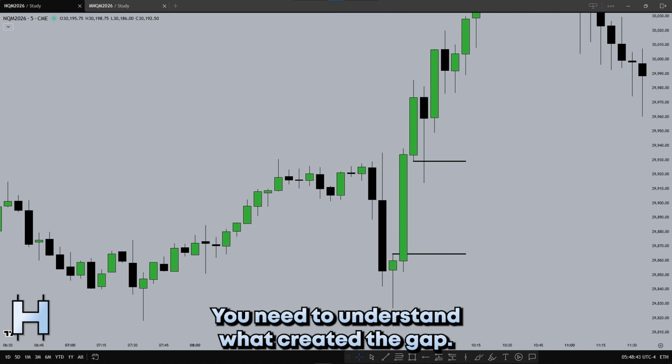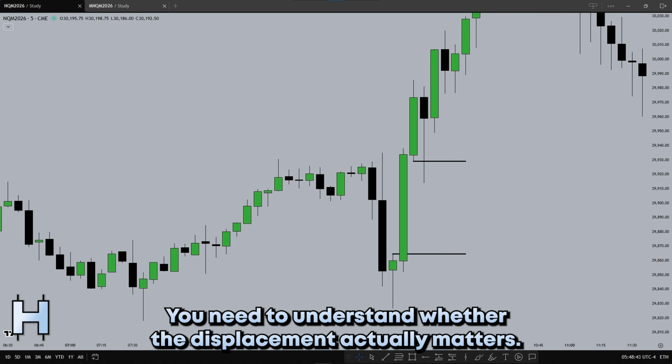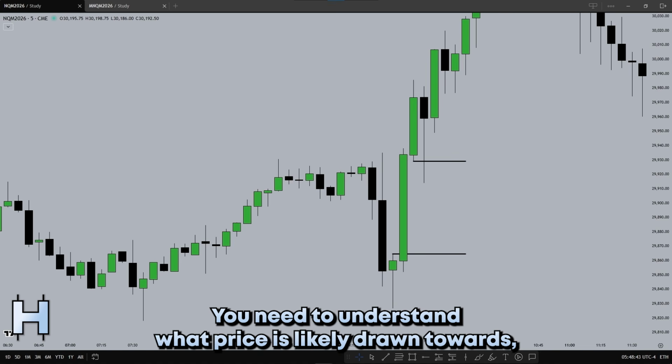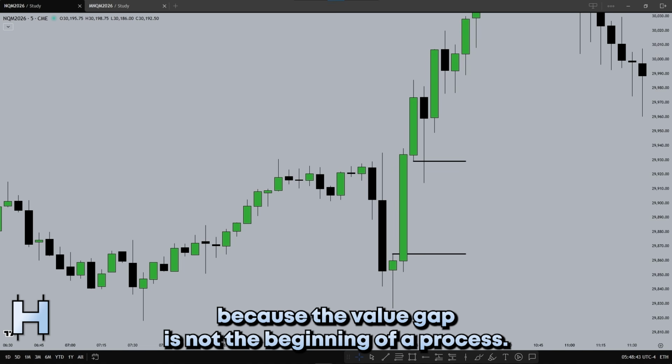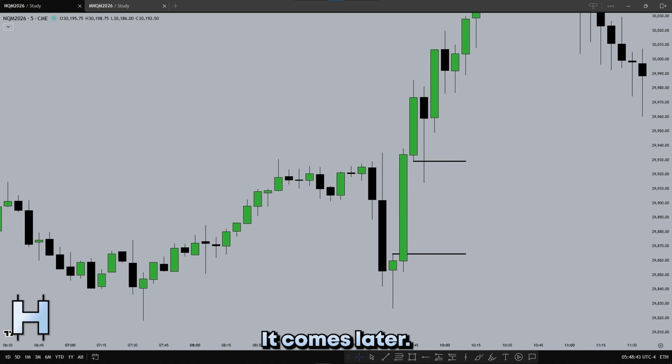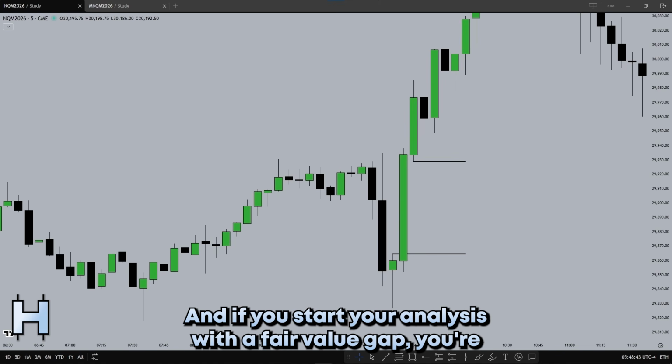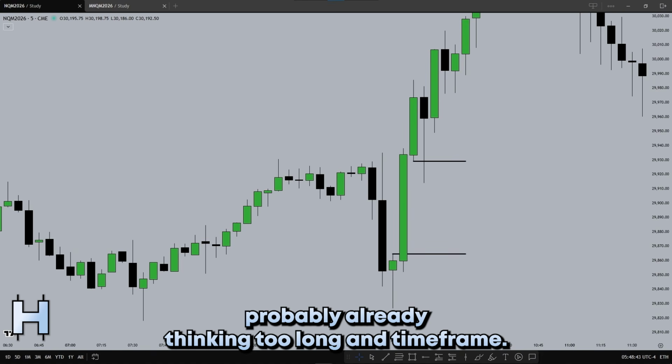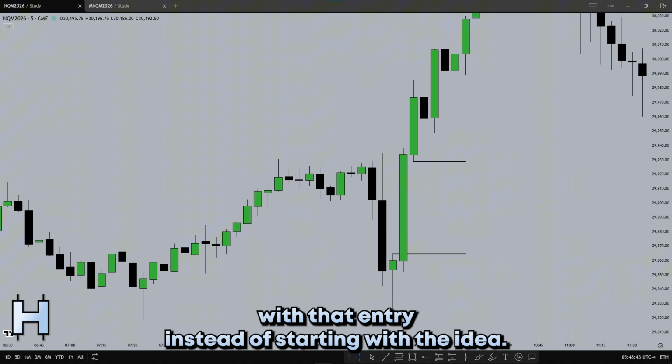You need to understand what created the gap. You need to understand whether the displacement actually matters. You need to understand what price is likely drawing towards, because the fair value gap is not the beginning of the process. It comes later. And if you start your analysis with a fair value gap, you're probably already thinking too long time frame. You're starting with the entry instead of starting with the idea.